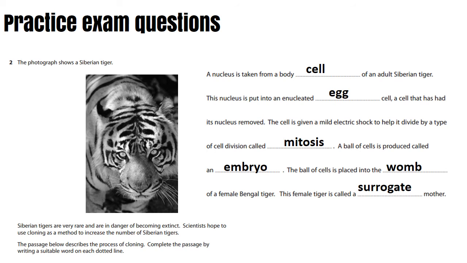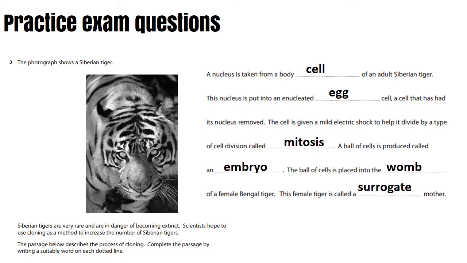This nucleus is put into an enucleated egg. Okay, that seems fairly simple. That one seems actually fairly obvious. The cell is given a mild electric shock to help it divide by a type of cell division called mitosis. I would be shocked if you'd got this, because we haven't actually gone through it yet. If you enroll on the iGCSE biology course, you will learn all about mitosis before this lesson, but it's just a bit too difficult to go into for now. So don't worry if you didn't get that one at all.